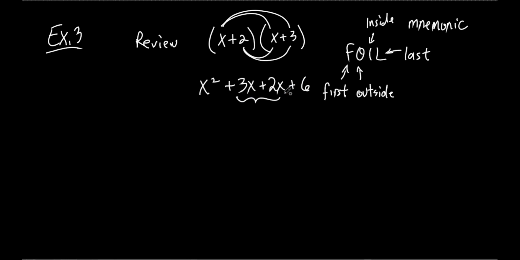All right, so now we're going back to the last lesson that we did. Make sure you add like terms. There's no like terms with x squared, so we keep it that way. These 2 are like terms, so we add them together. 3x plus 2x is just 5x.